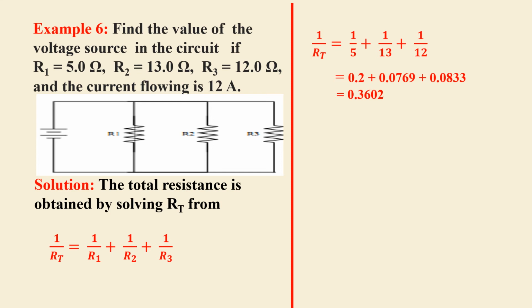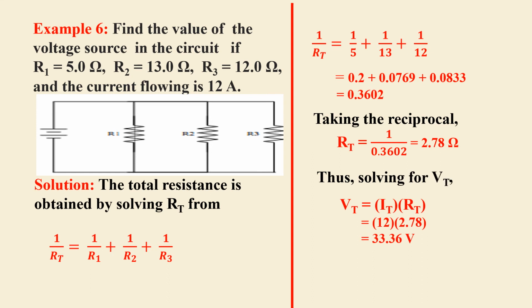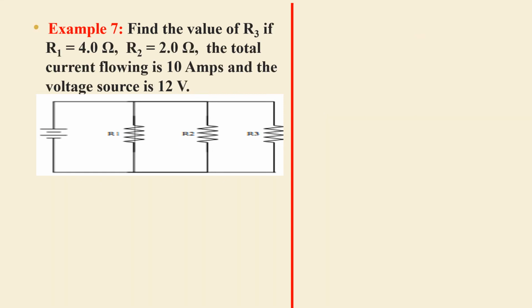Substituting the values and simplifying, we get 1 over R sub t equals 0.3602. And taking the reciprocal, R sub t equals 1 over 0.3602 equals 2.78 ohms. Solving for the total voltage, V sub t equals I sub t times RT, and substituting the values, the answer is 33.36 volts.